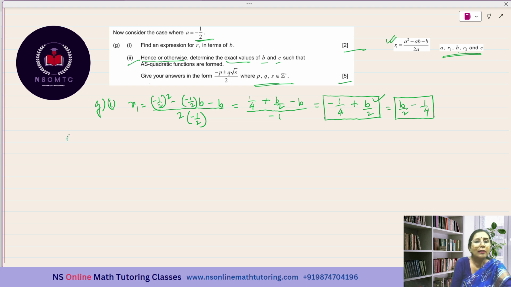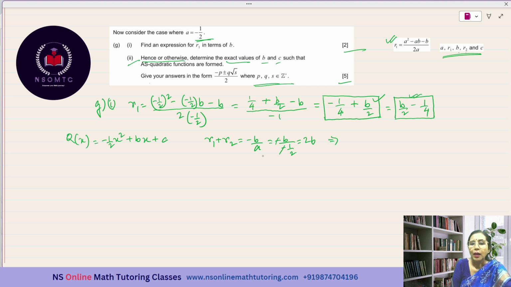Fine. So I can say the Q of X is now, since we know the value of A, negative half X squared plus Bx plus C. Since we know the expression for R1, let us start with R1. Actually, I am starting with the expression R1 plus R2, which is equal to negative B over A, and A is equal to negative half. So at least I'm eliminating one of the variables and getting R1 plus R2 in terms of only B. So it is negative B over negative half, the negative signs cancel, and we have R1 plus R2 equal to 2B.